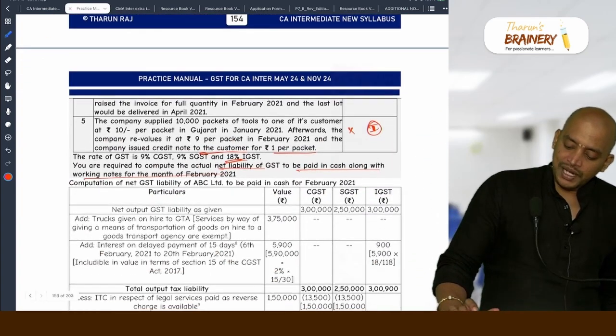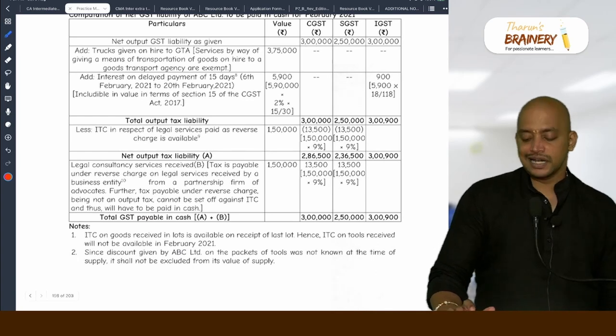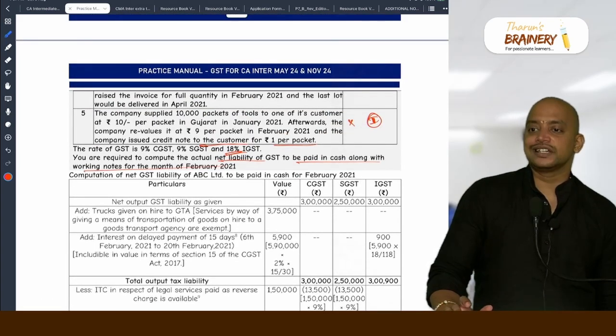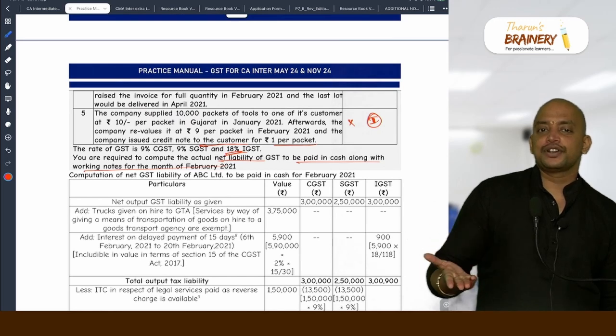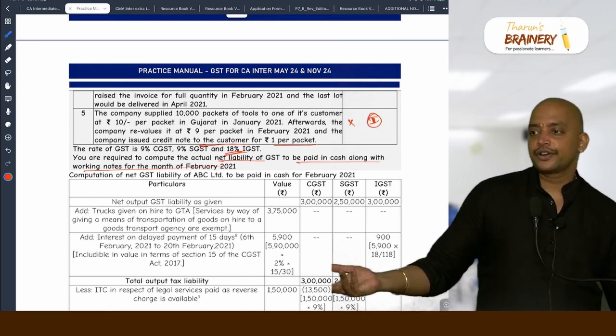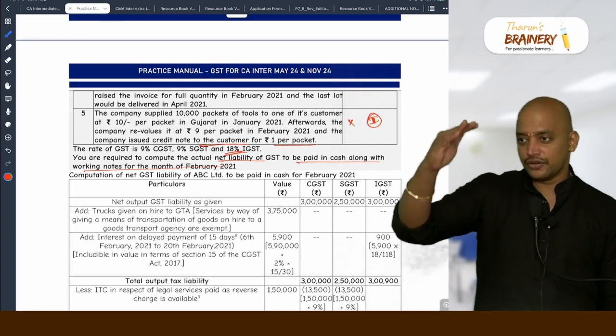And do we have any opening balance? No. So our net GST payable is nothing but the gross GST payable. You know why? Whatever RCM liability, that much is only ITC also. So gross liability will be equal to net liability. Okay, but we have to show the format.